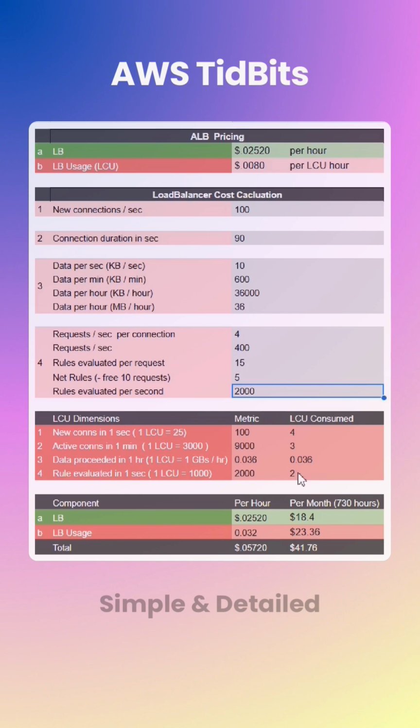Now we have the values for all 4 dimensions. The highest LCU is consumed by the new connections per second dimension. So that will be used for the LCU calculation, which gives us about $23.36 per month. The total comes to about $41.76.